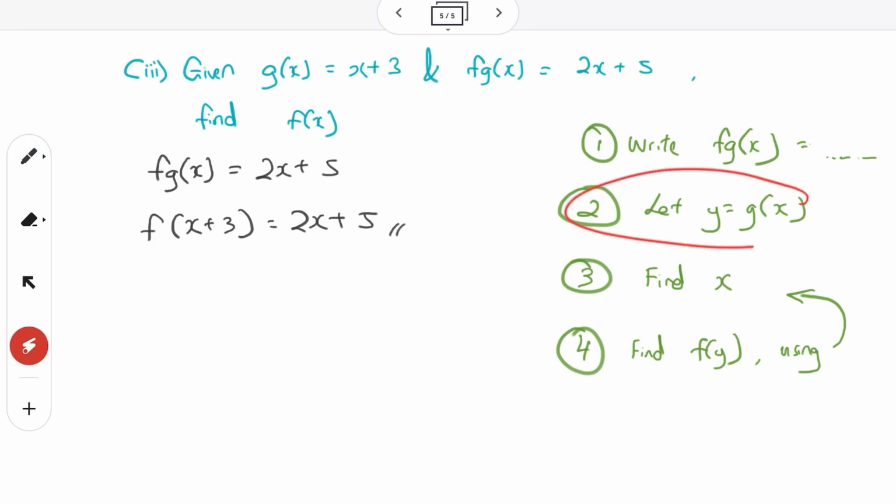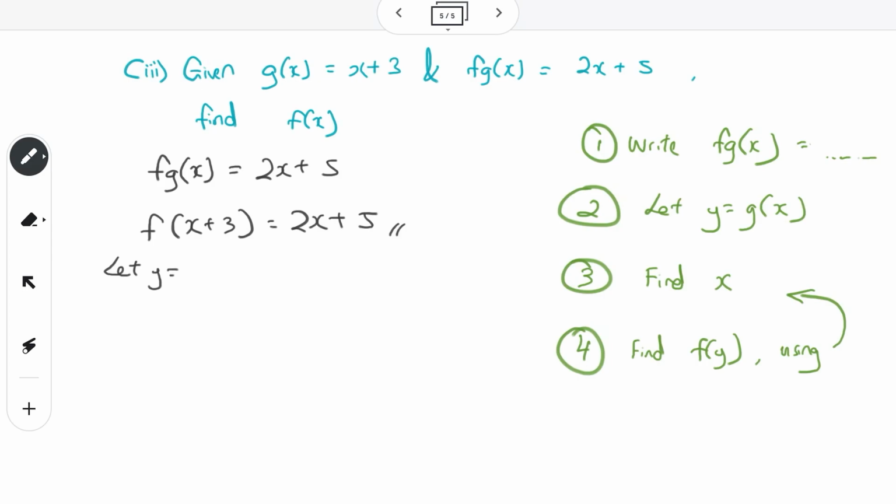We're going to go on to the second step, which is to let y equals g(x). So I'm going to let y equal to, and g(x) is x plus 3, so x plus 3. And the third step is I'm going to find x. So all I have to do is sort of move the 3 over to this side. And I get x equals y minus 3.